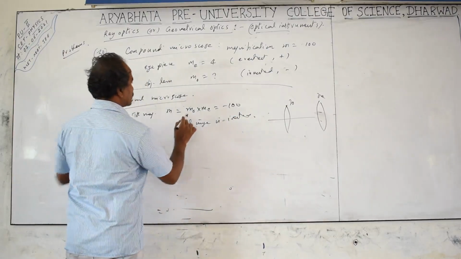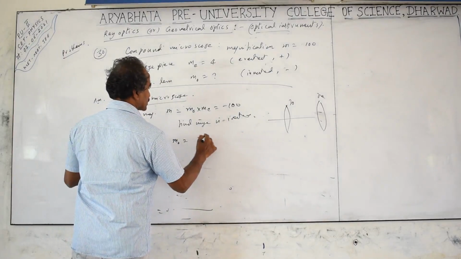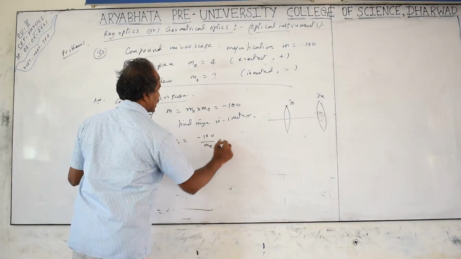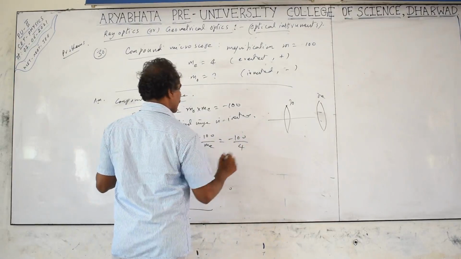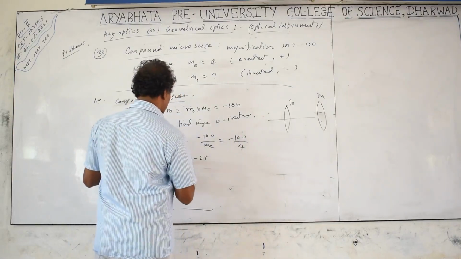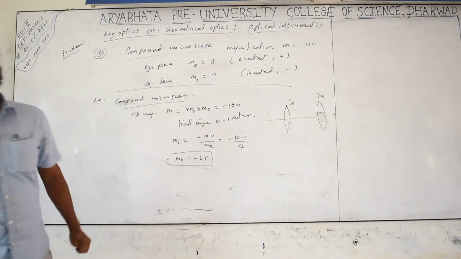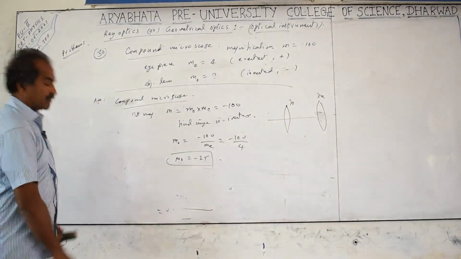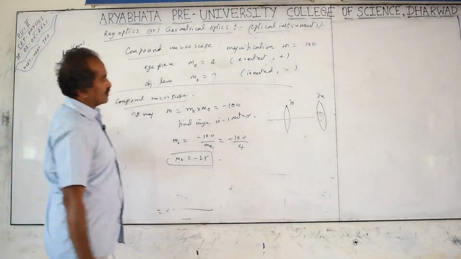MO we want: the magnification of the objective is equal to minus 100 divided by the magnification of the eye lens, minus 100 by 4, which is minus 25. Okay, let it be.